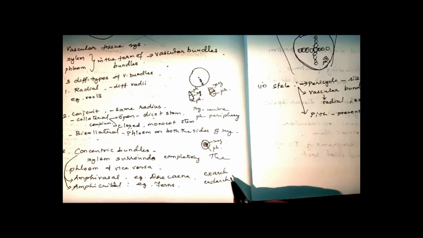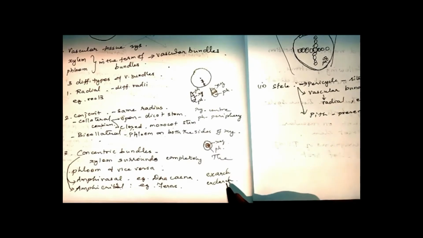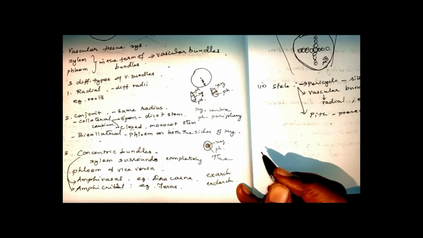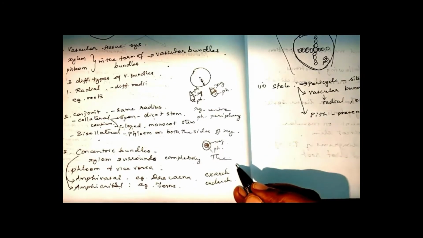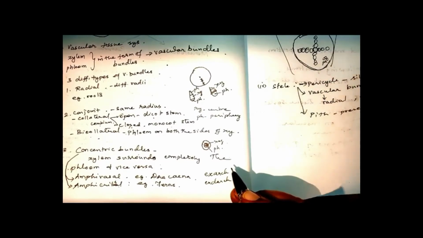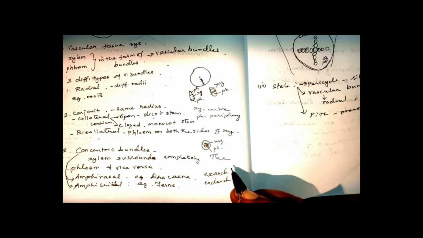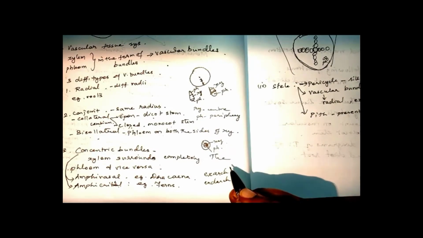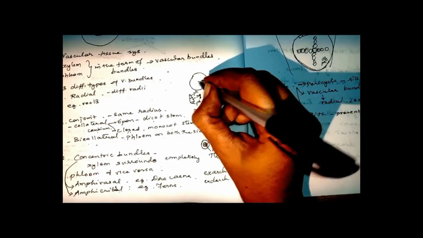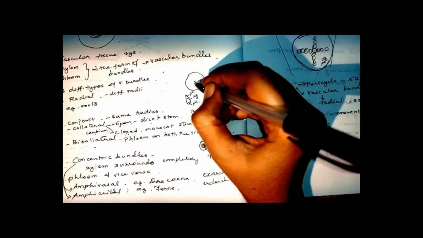What is exarch and endarch type of vascular bundle? It deals with the presence of xylem: protoxylem and metaxylem. What is protoxylem? The first formed xylems are called protoxylem. The later formed xylem vessels are called metaxylem. When the protoxylem is facing towards the center, we call it endarch.